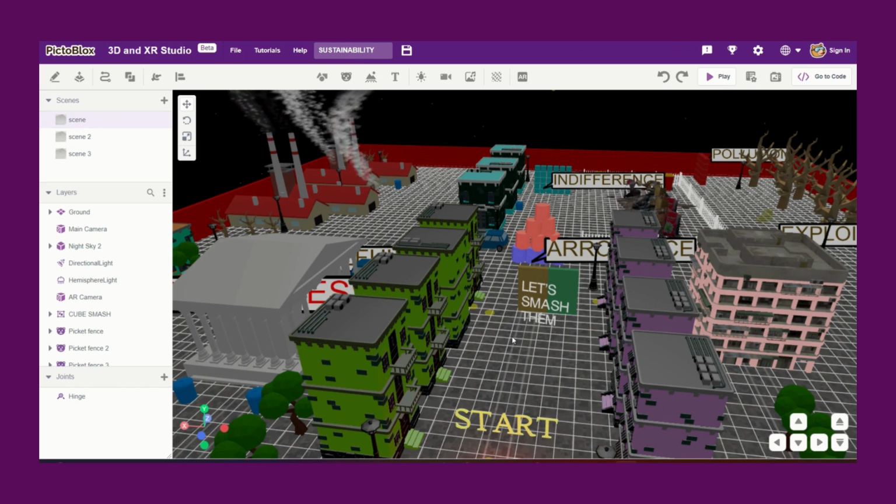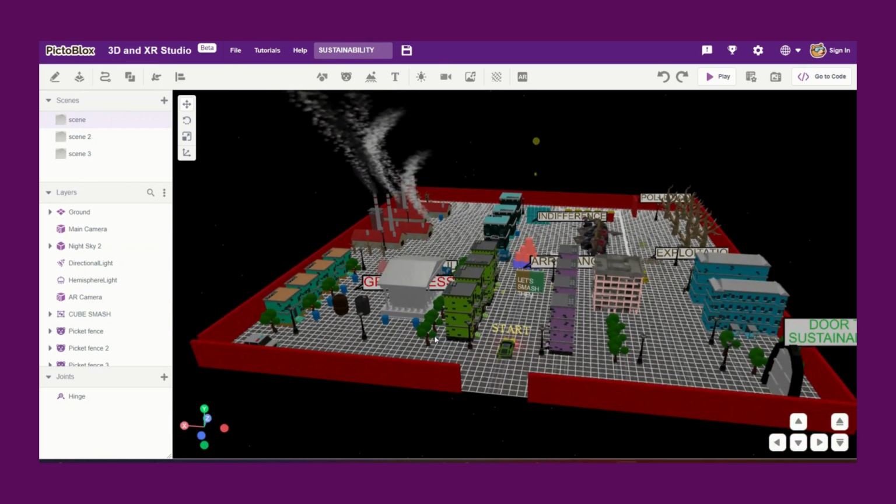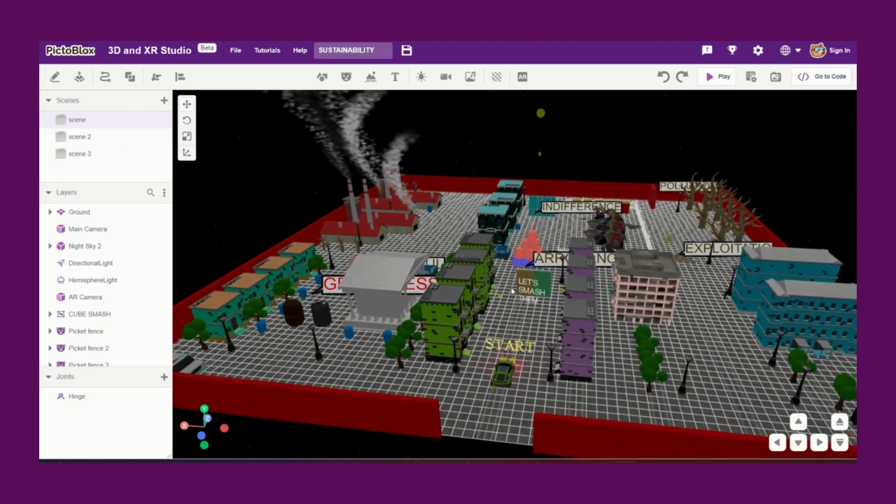So my project is all about sustainability. We are going to explore sustainability with the help of 3D XR Studio of Pictoblox. So these are the three scenes of my Capstone project. I have made it in the form of three scenes: scene 1, scene 2, scene 3. This is the first scene.